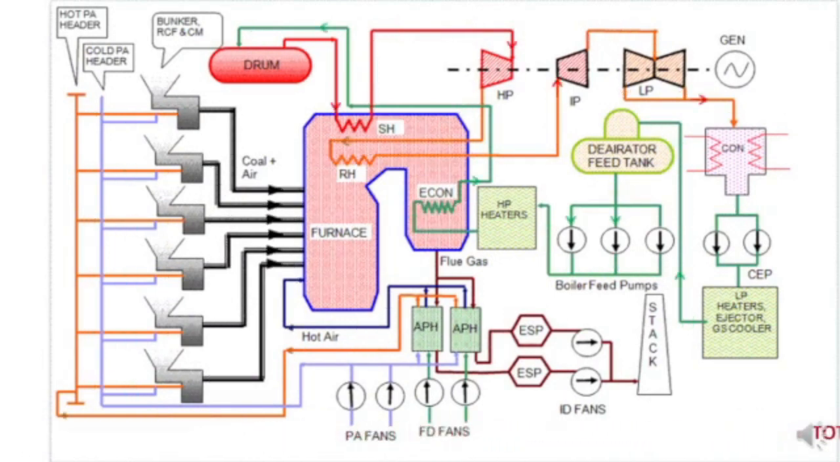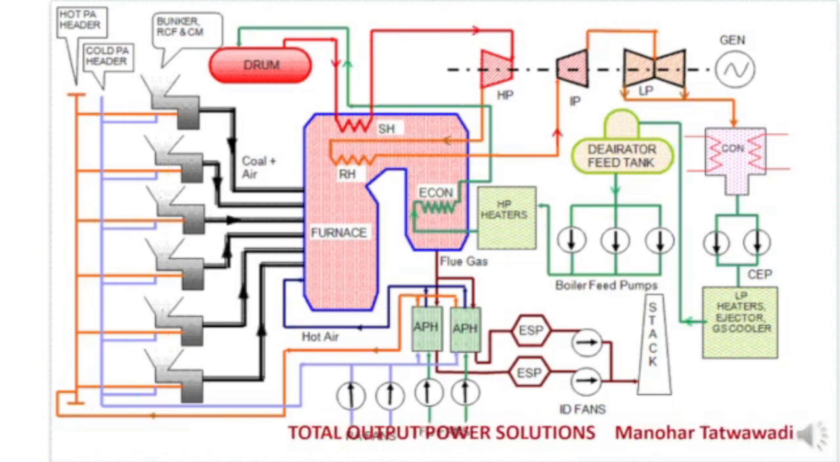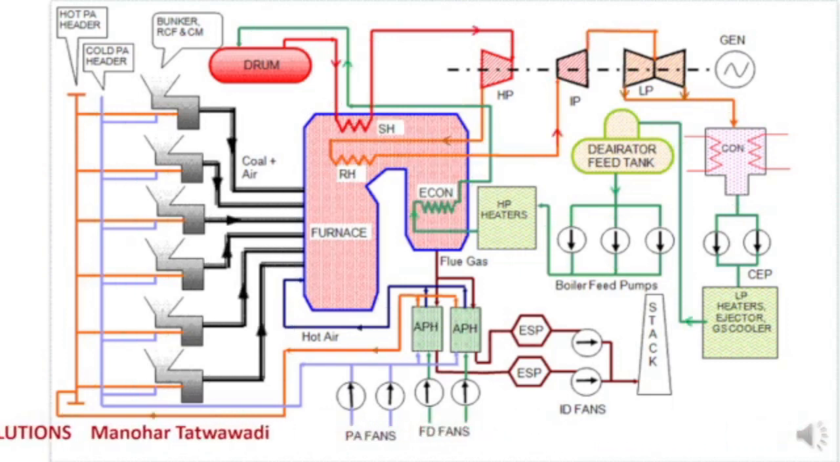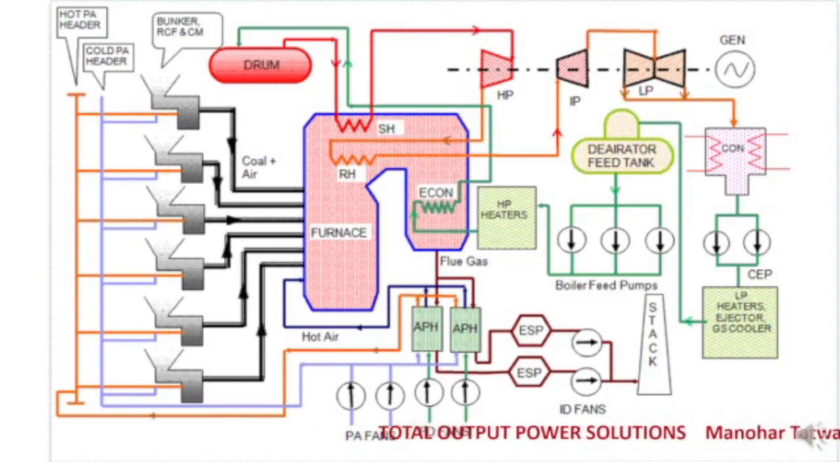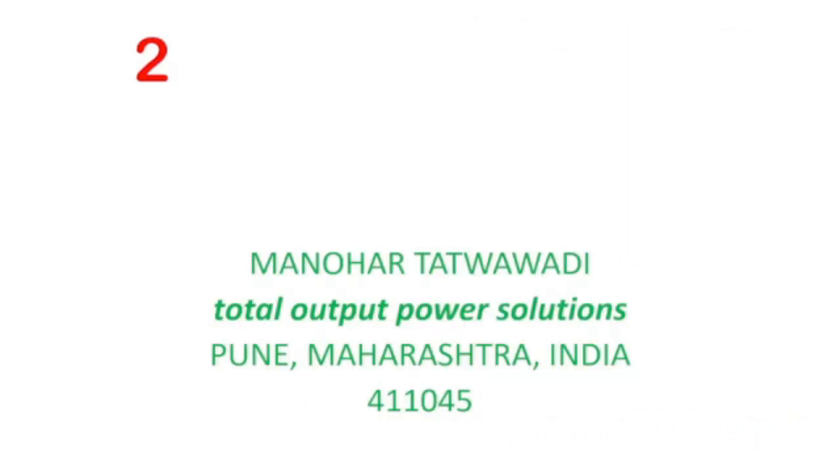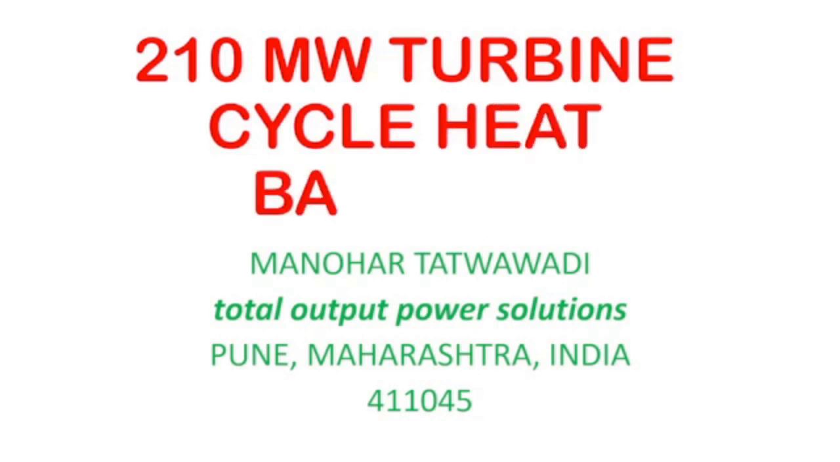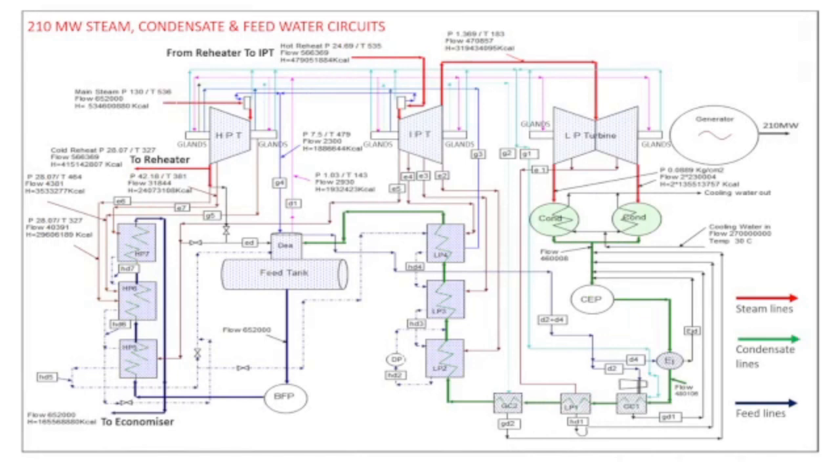This is the thermal power plant cycle that you are seeing, and this is a coal based thermal power plant, and today we will be discussing the 210 megawatt turbine cycle heat balance. We will be discussing all the equipment that is there, and then we will discuss the heat rate. So this is the cycle for the 210 megawatt steam, condensate and feed water circuit.